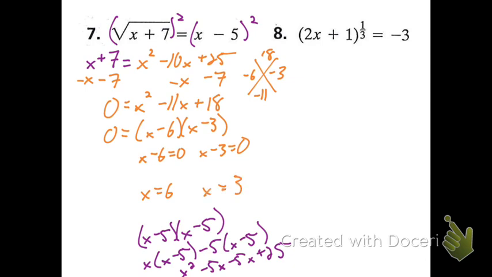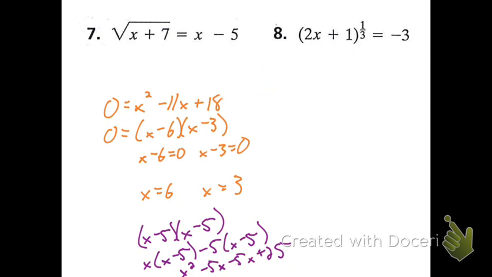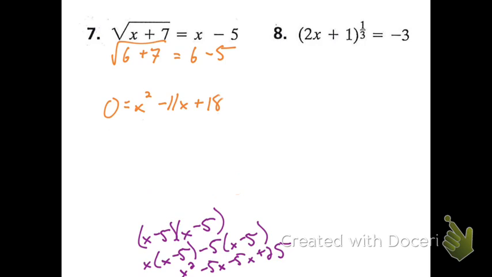But not so fast there, ladies and gentlemen. We have to test these out to make sure they make sense. So, is the square root of 6 plus 7 the same thing as 6 minus 5? This is something that doesn't make sense. What did I do wrong here? Two numbers multiply to 18. Oh, because they don't add up. Silly me. I factored it wrong. Come on, I can do better than that.